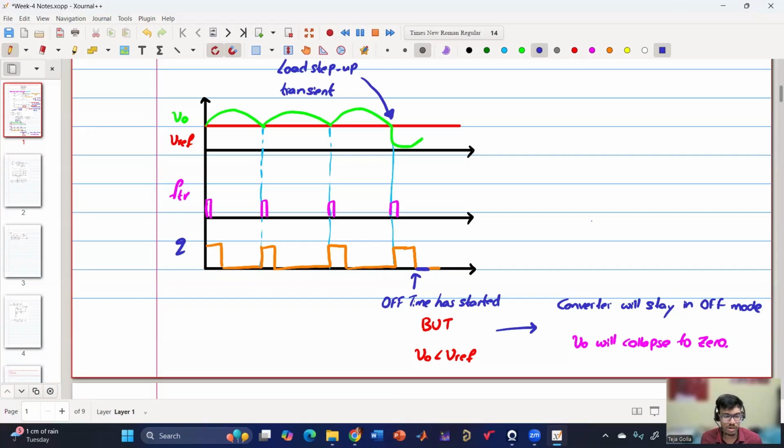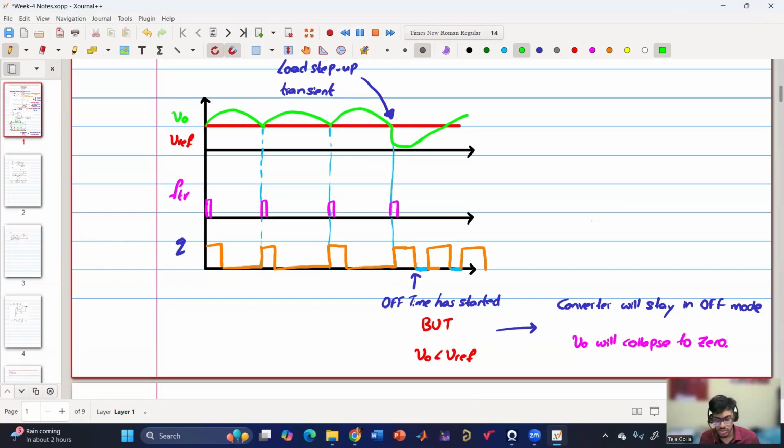If it is less than V reference, then I will forcefully generate the on time. So I will forcefully generate the F trigger and give another on pulse. Now this will try to increase, but it has still not crossed V reference. Then I will again give another minimum off time, and again check whether my V naught is less than V reference. If it is still less, then I'll give another forceful on time. So now it will cross.